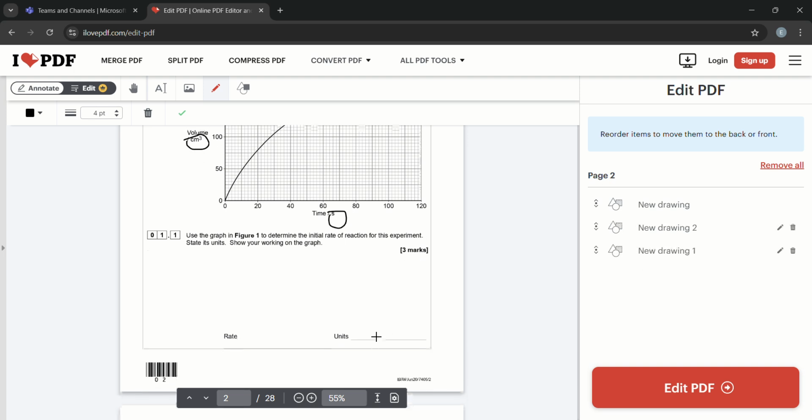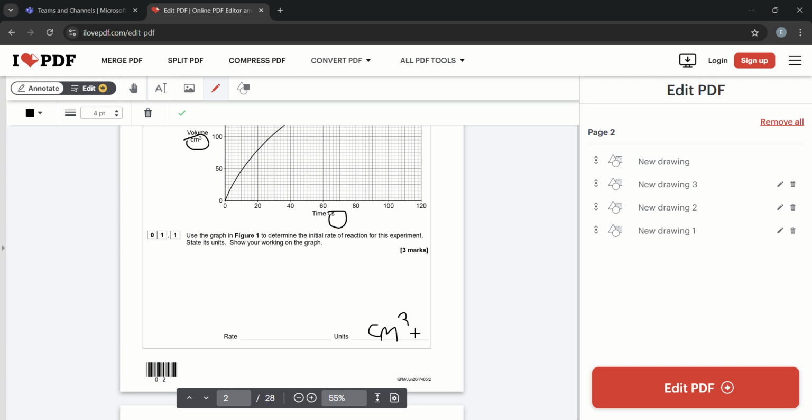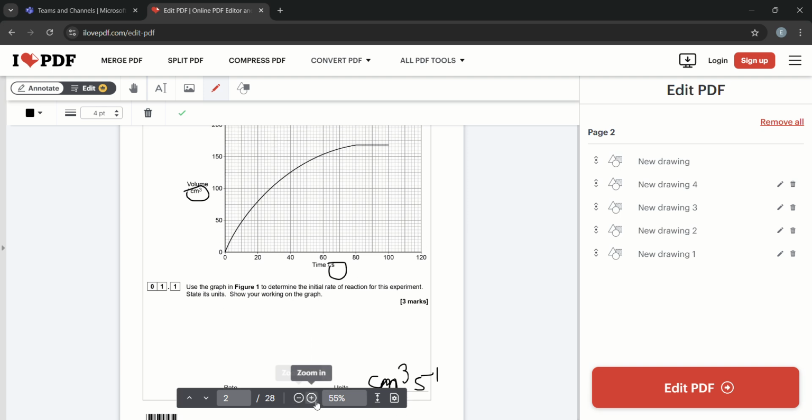So its units are going to be centimeters cubed s to the power minus 1, because that's what we're dividing, right? Centimeters cubed divided by s, so centimeters cubed s to the power minus 1. To determine the initial rate of reaction.